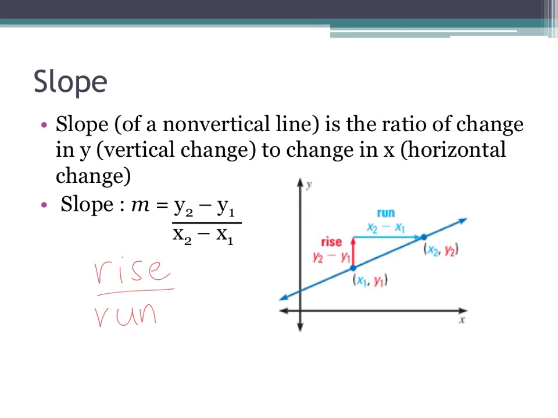So you'll be asked to find slope a lot of different ways. From an equation, from 2 sets of points in which you would use this, from the graph in which you could count your rise over your run.